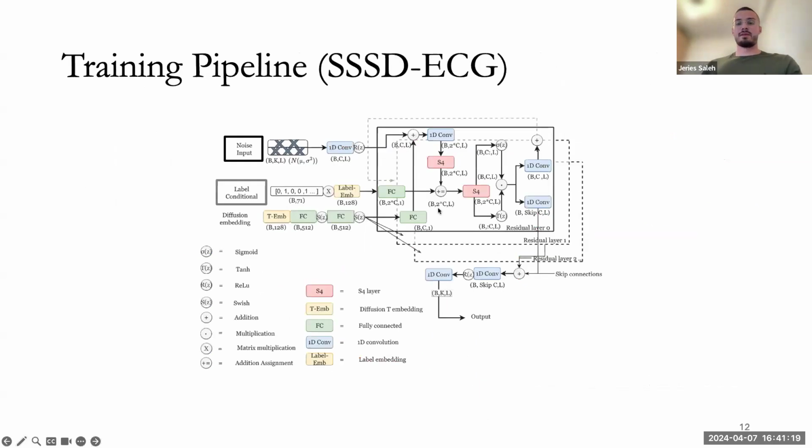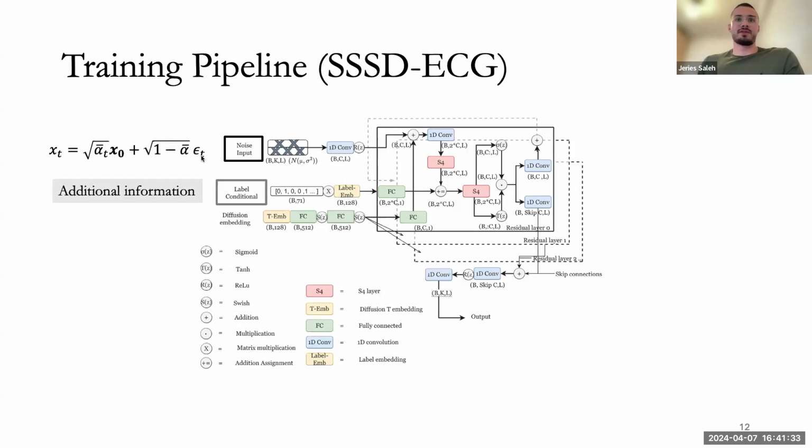Now, this is the model. This is the architecture of the model. Here is the S4 layer. And what we essentially want to do is we want to have this noisy input and the additional information. And in training, we want the model which can best generate noise given the inputs. And during inference, this model will be used to denoise the noise and give us a sample.